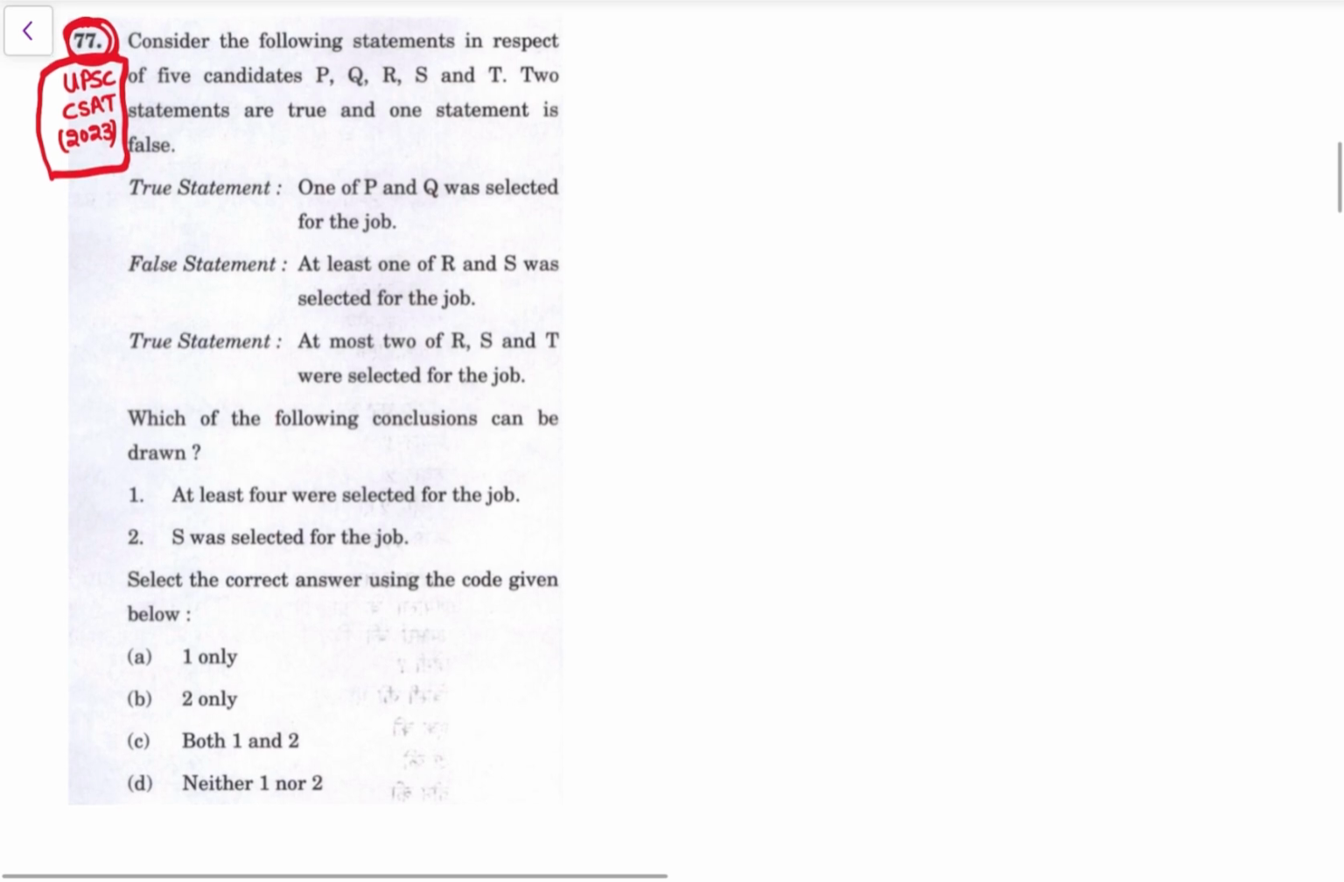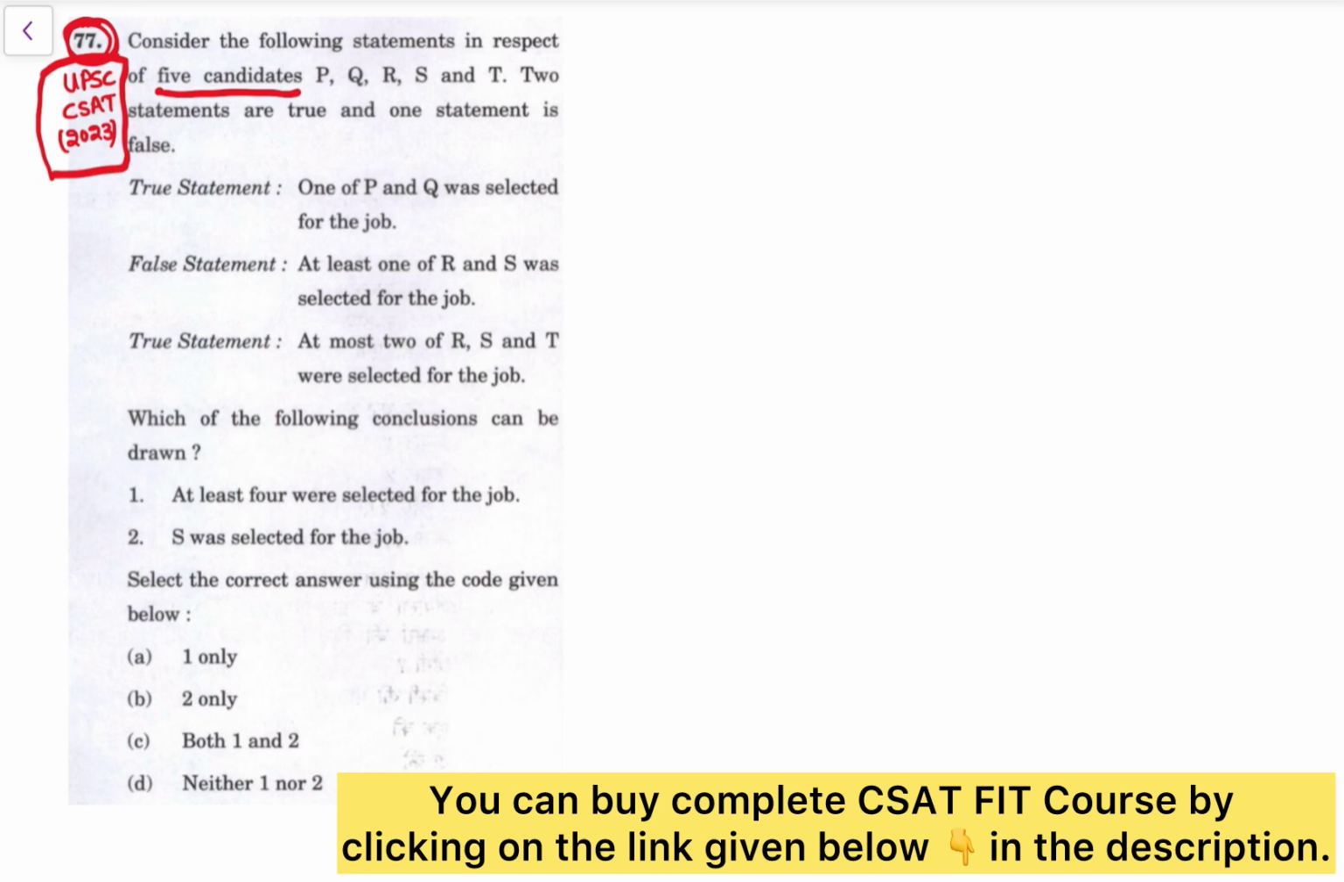See, consider the following statements in respect of 5 candidates P, Q, R, S and T. Two statements are true and one statement is false regarding the 5 candidates P, Q, R, S and T. Regarding the 5 candidates, two true statements are given. So, first we will consider the true statements.